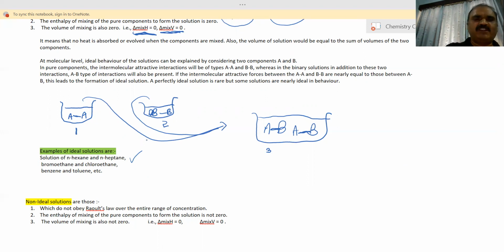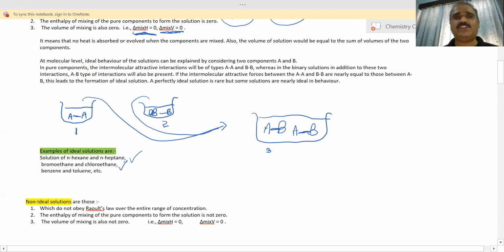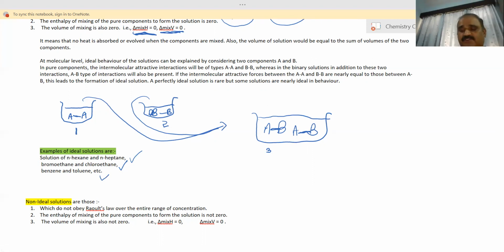Then bromoethane and chloroethane. Bromoethane is a polar molecule, chloroethane is a polar molecule. When they are separate and when they are mixed, nothing much alters. That is why these are ideal. Then comes benzene and toluene. These also form ideal solution. So this was about ideal solutions.